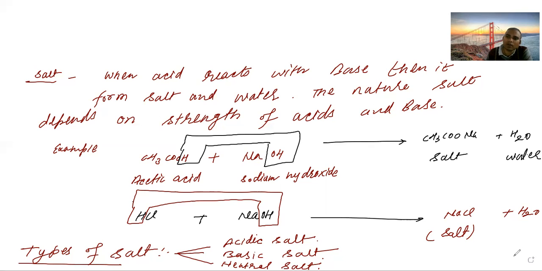So let us try to go for the types of salt. It may be acidic salt, or it can be basic salt, or finally it can be neutral salt. So the first one we are going to write down is acidic salt. Here I am writing acidic salt.